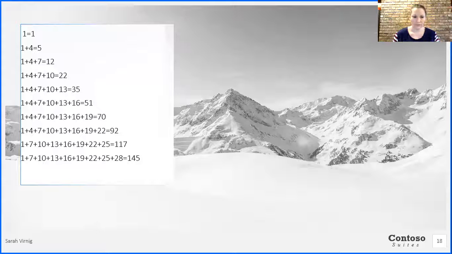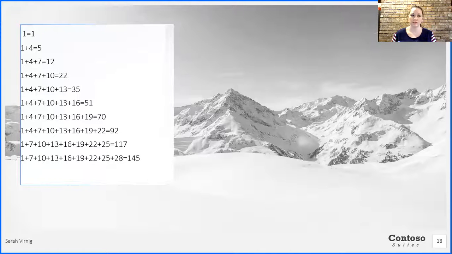And on this one right here, we're going to find 4 more equations that we can add to this. So we were given 1 equals 1, 1 plus 4 equals 5, 1 plus 4 plus 7 equals 12, 1 plus 4 plus 7 plus 10 equals 22. Now we were supposed to find the rest of them. And you can see the pattern here.